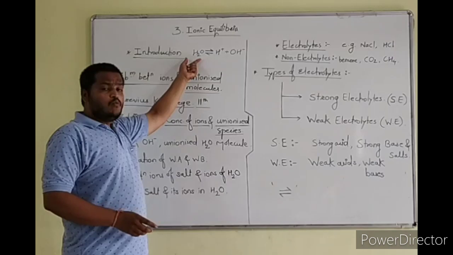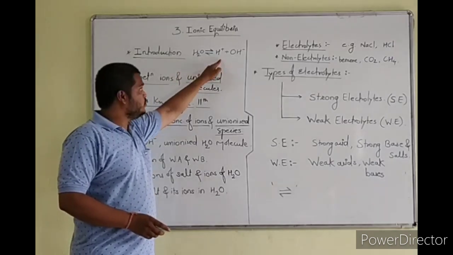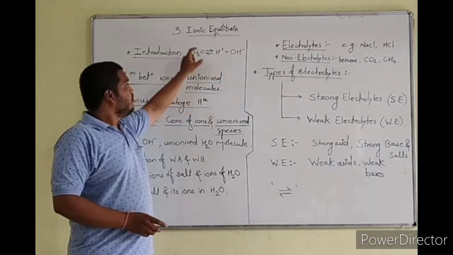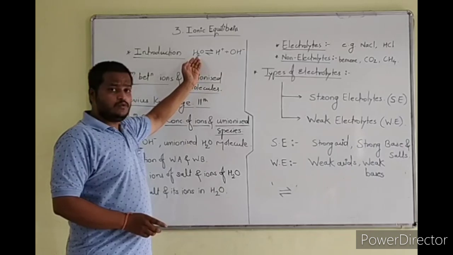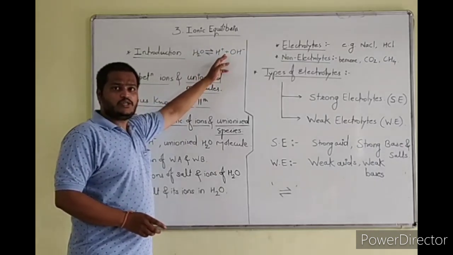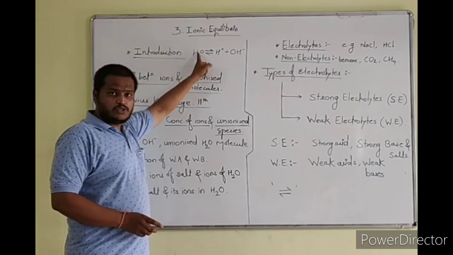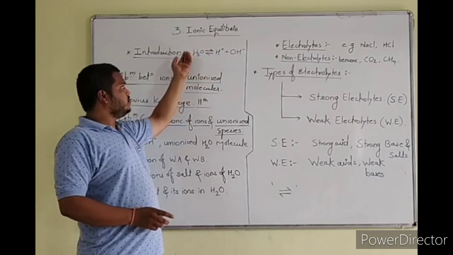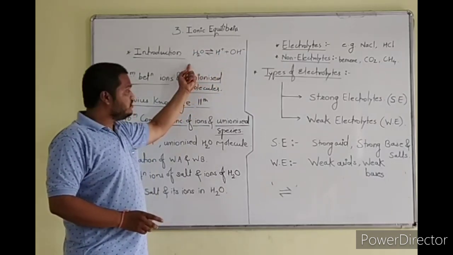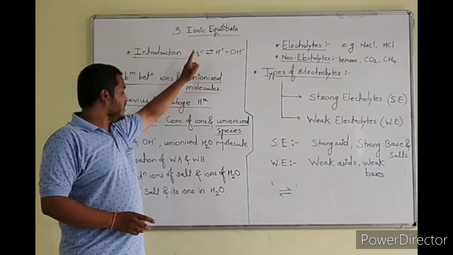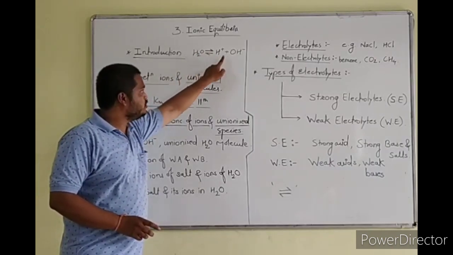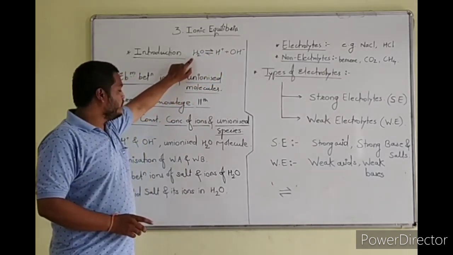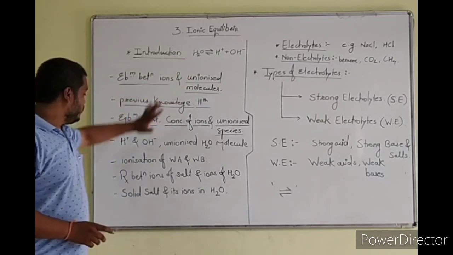Here the water molecule undergoes dissociation to form H plus and OH minus ions. This reaction gives us ionization of a molecule. Dissociation of water gives H plus and OH minus, and association of H plus and OH minus gives us the water molecule. This means ionization of water gives H plus and OH minus, and the water molecule is in unionized or non-ionized form.